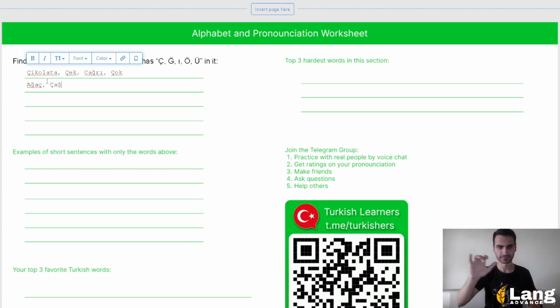Chart. Age. Ice age, like, you know, buz, ice, whatever. Ça. But we said çağrı. Here also there is yumuşak. Çoğul. Plural. Çoğul. Okay. What else?